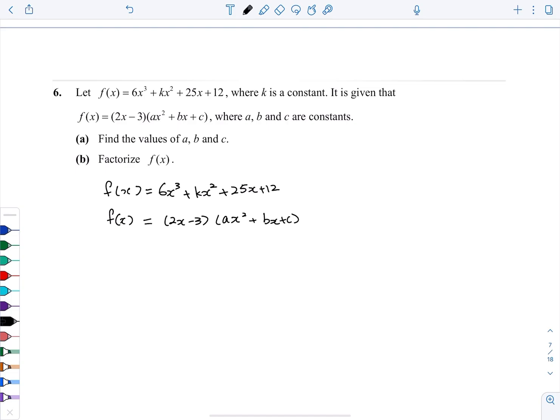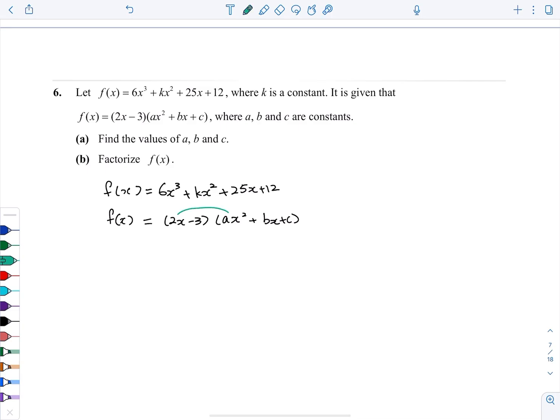Now there are so many unknowns, right? A, B, C and K. So your first step is to find the A, B and C at least, even if you don't find out K. K is also important, but let's see if you can find it. So how do I do that? Expand everything first, compare the coefficients, and you'll find the answer.